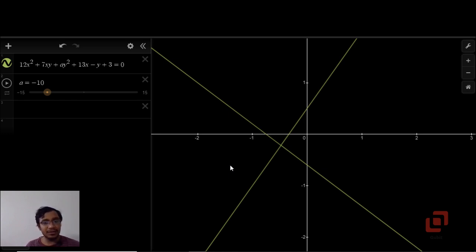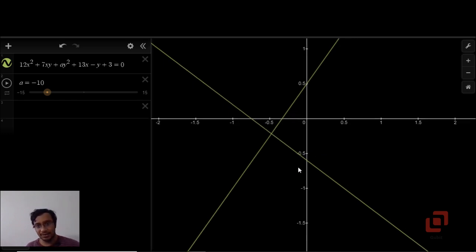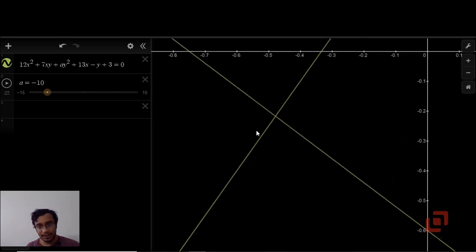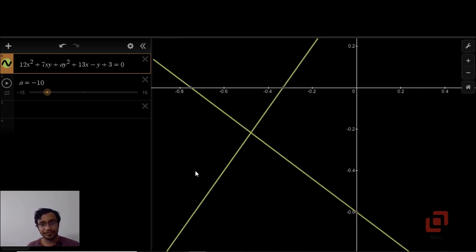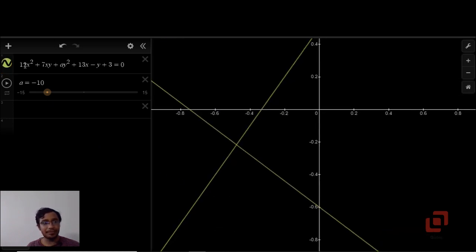Now, if a is minus 10, does it represent a pair of perpendicular lines? It appears that it does, but it's not. The angle between these two lines is actually greater than 90 degrees, as you can see here. You can just get a feel that these lines are not perpendicular to each other. This angle is obtuse and this angle is acute. Well, we can actually check it now.